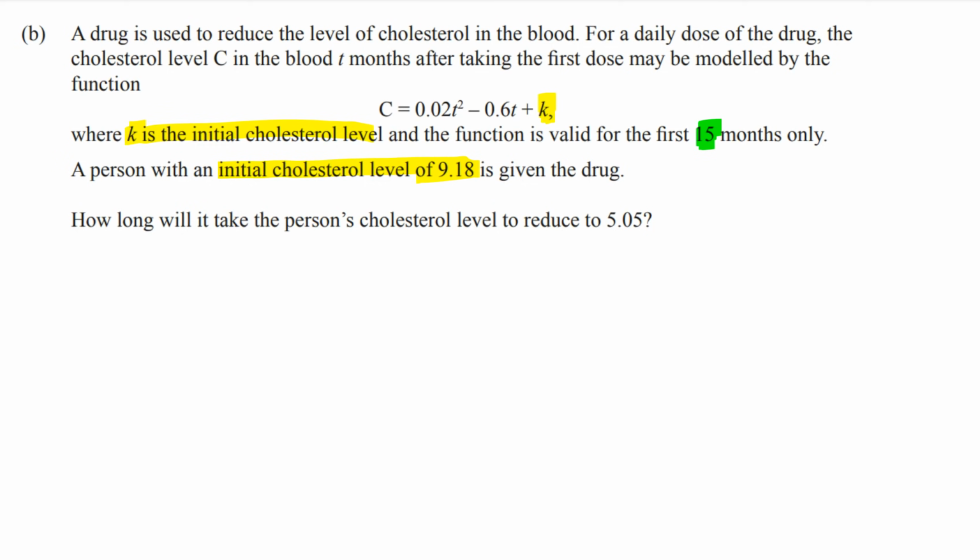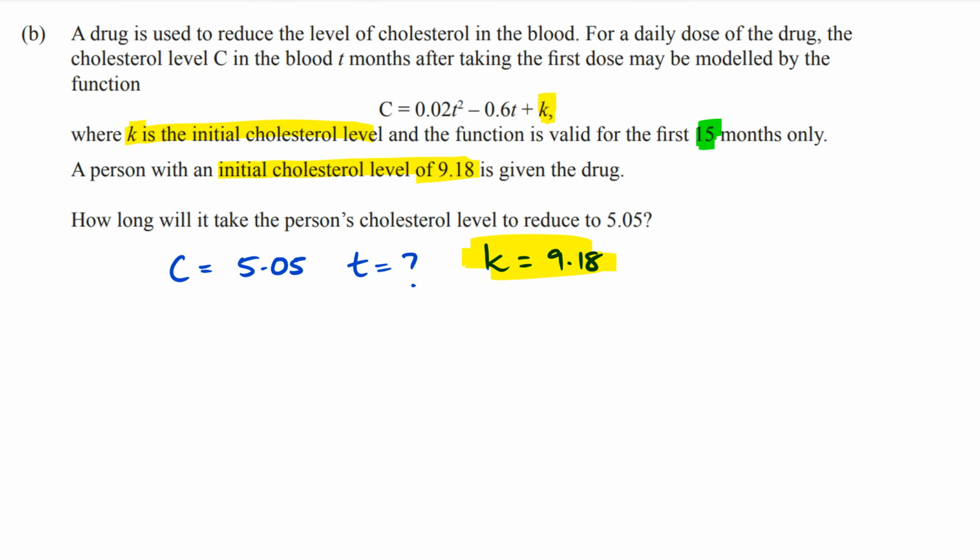And we are asked to find out how long it will take for the person's cholesterol level to reach a certain value. So what we really have is cholesterol level equal to 5.05, and we want to know when it's 5.05, what is t equal to? We also know what the initial value is, because that's 9.18 as it's highlighted in the yellow parts there.